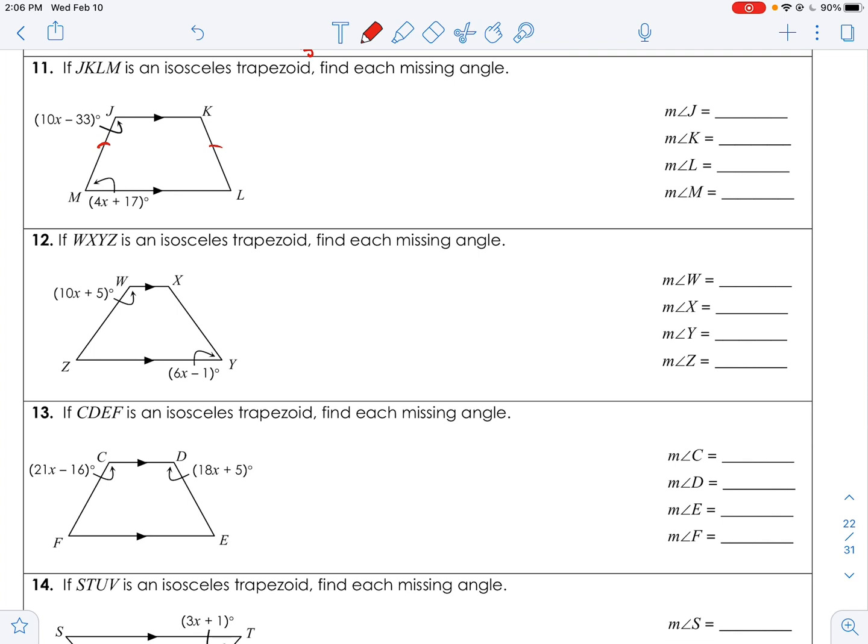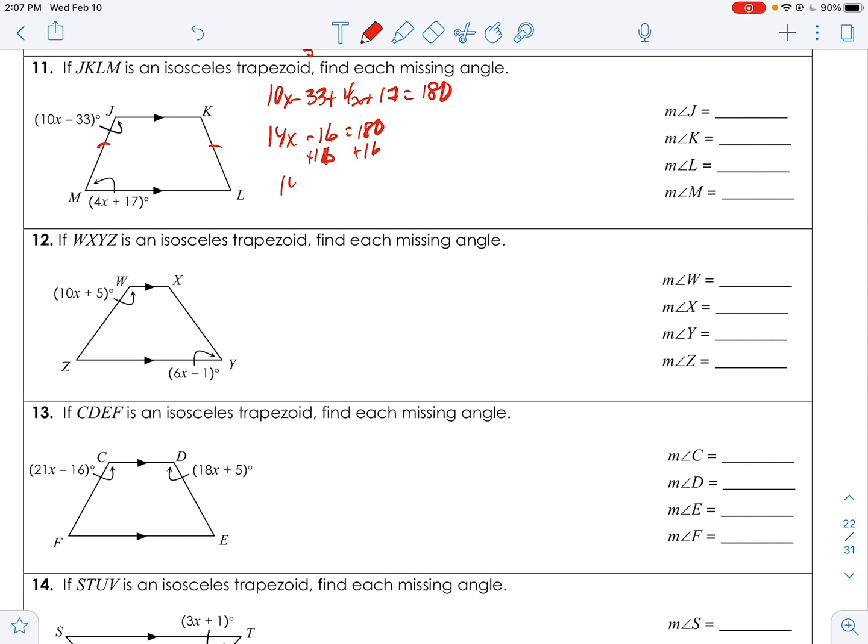Number 11. JKM is an isosceles trapezoid. Mark those sides. Find each missing angle. Okay, well, what we know about those is they're supplementary. So 10x minus 33 plus 4x plus 17 equals 180. 14x, negative 33 minus 17, so minus 10 would be 23, minus 7 would be negative 16, equals 180.